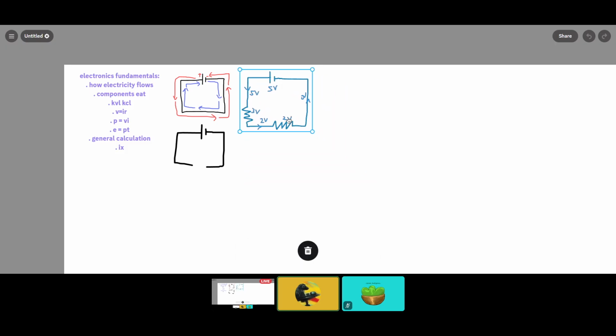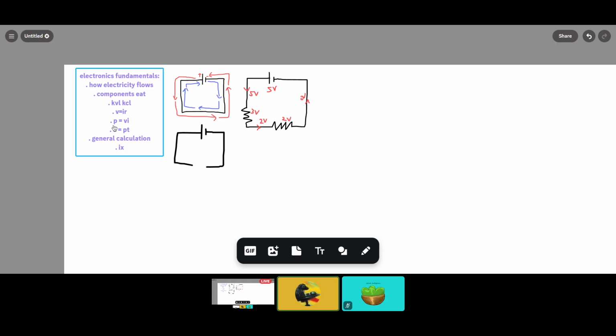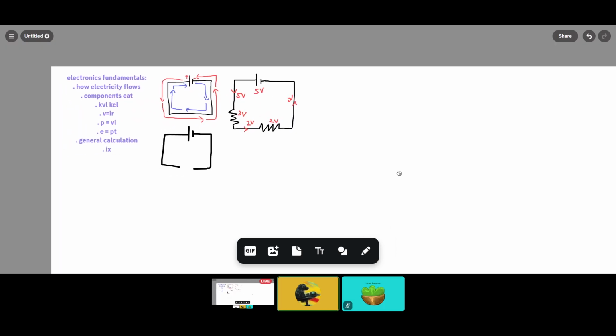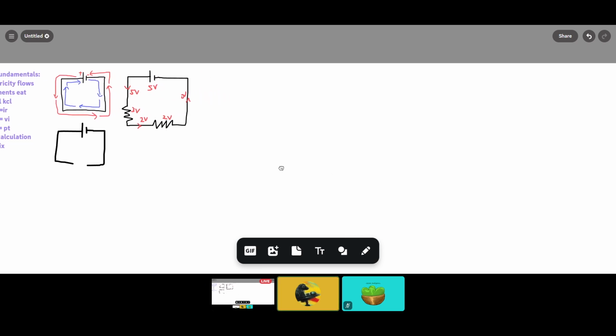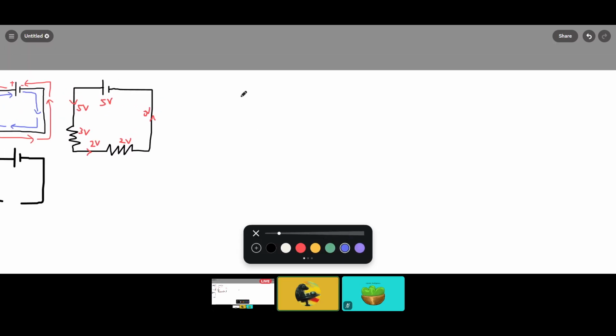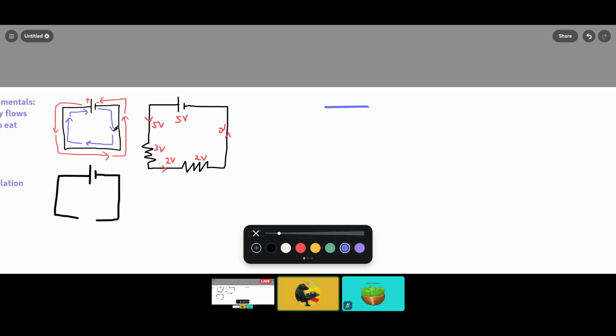Okay, next is, the order's kind of wrong here, but I forgot to write something, so I'm going to talk about it now. I'm going to show you most or all the symbols for components that you need to know. Let's just start. First is the wire. As I already said, wires connect components together.